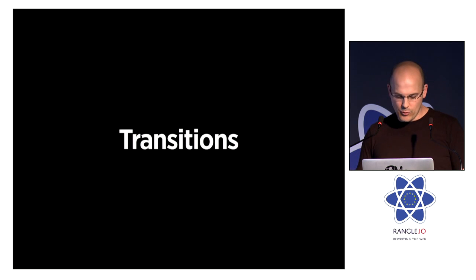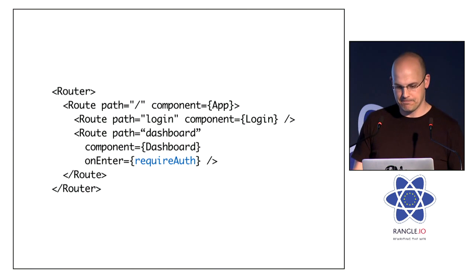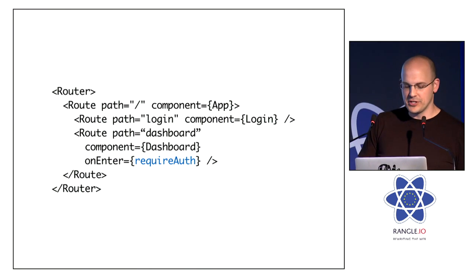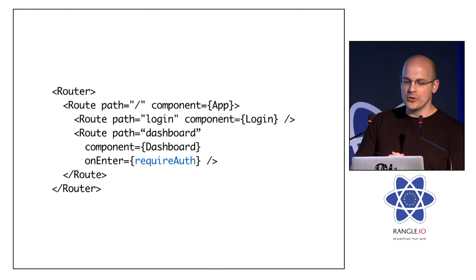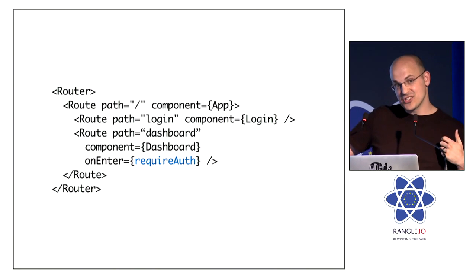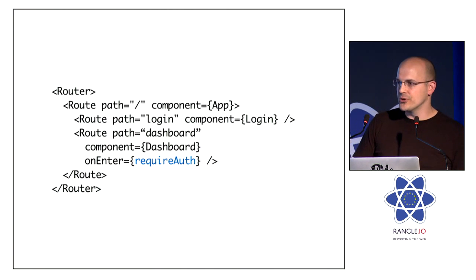Let's see an example of what one of these transitions looks like. So in this case, we've got a pretty simple route configuration. We've got an app component that wraps two other components. When we're at /login, it renders the login component. At /dashboard, it renders the dashboard component.